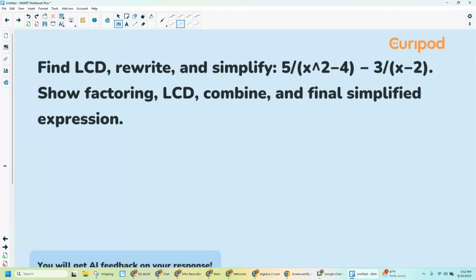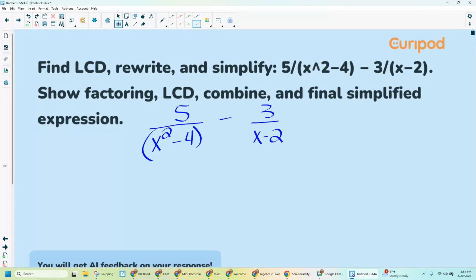Find the least common denominator, rewrite and simplify 5 divided by x squared minus 4 minus 3 times x minus 2. Let's pause this again. I'm going to always write these again when they're listed like that because I don't like the sidebar. So let's rewrite those. 5 divided by x squared minus 4 minus 3 over x minus 2.